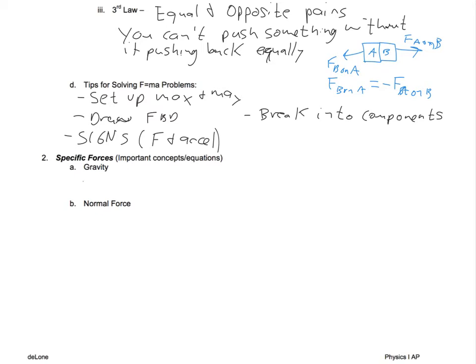First one we have is gravity. As you know, that always acts down, and we can calculate that with Fg equals mg. Normal force, there's no formula, but that's always going to act perpendicular to a surface. And that's a force whose amount is going to depend on what other forces are present.